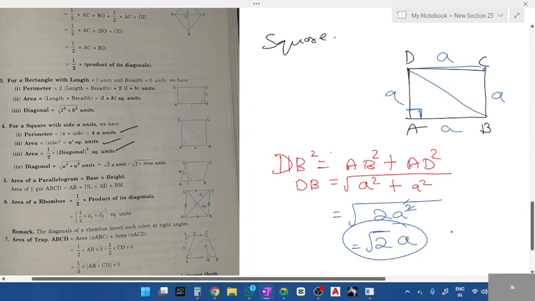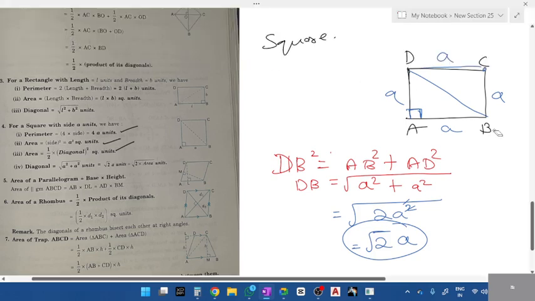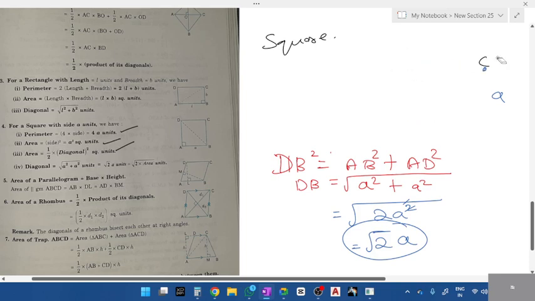Perimeter, area. For area we have 2 formulas. Diagonal. This is the square formula. And one more thing, all four sides are equal for a square. Each angle is 90 degrees. Understood? Shall we move on to the next one? Rectangle.